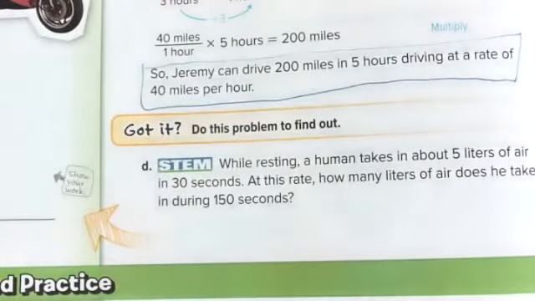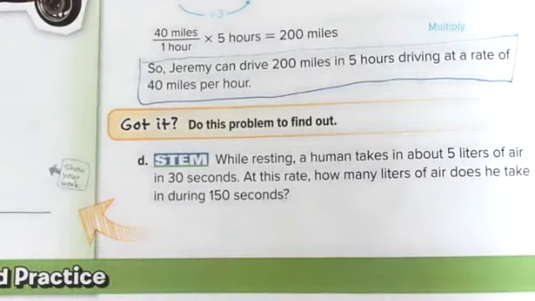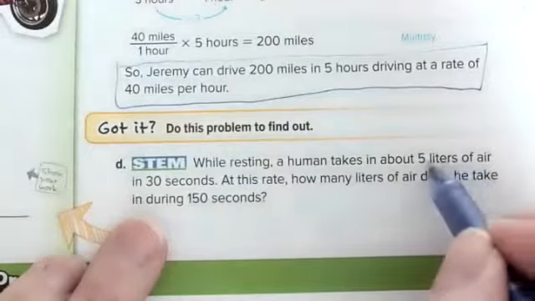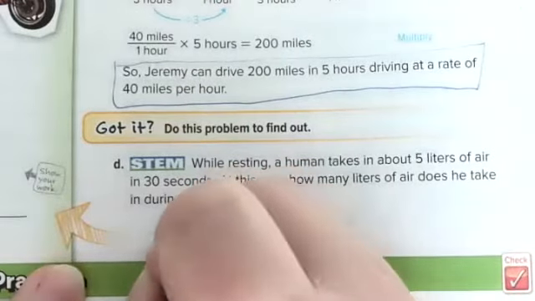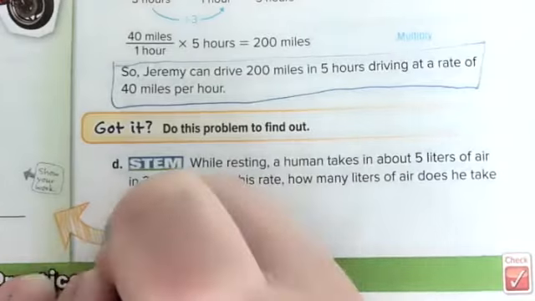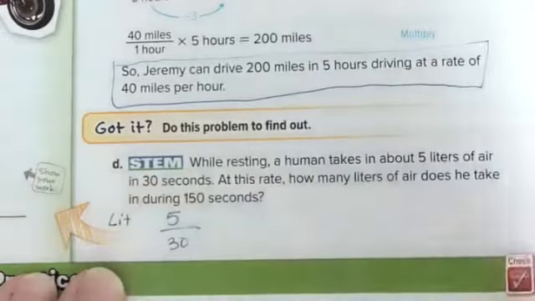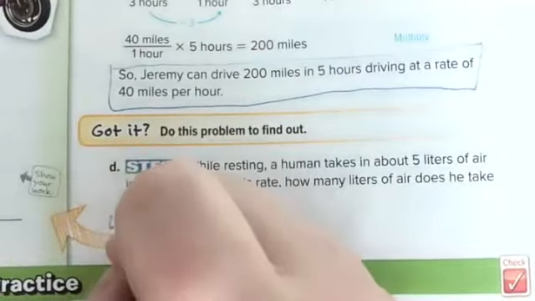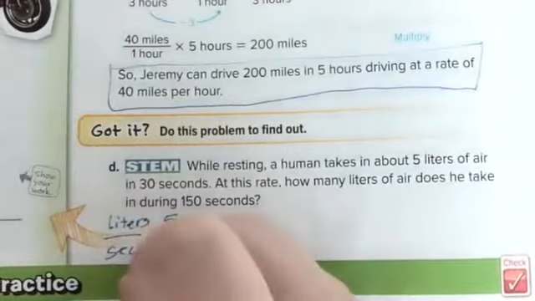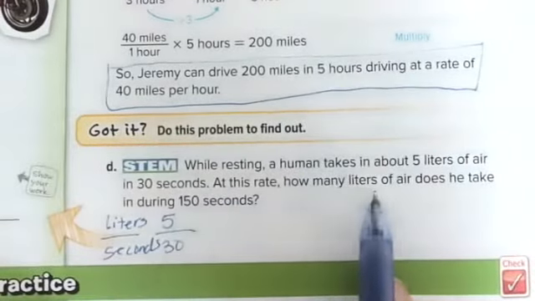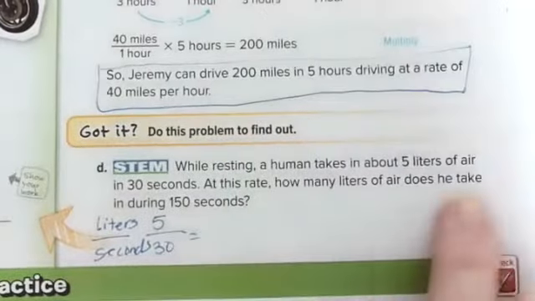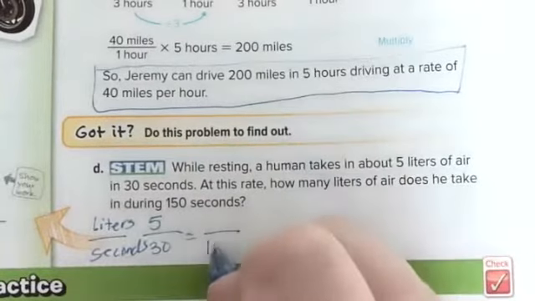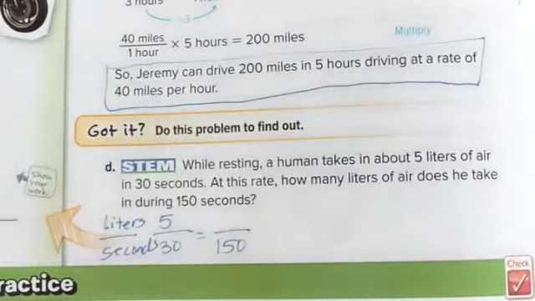While resting, a human takes in about 5 liters of air in 30 seconds. So we're going to write that as a rate, 5 liters per 30 seconds. So this is liters over seconds. At this rate, how many liters of air does he take in during 150 seconds? So seconds are in the denominator, so we'll put the 150 in the denominator.